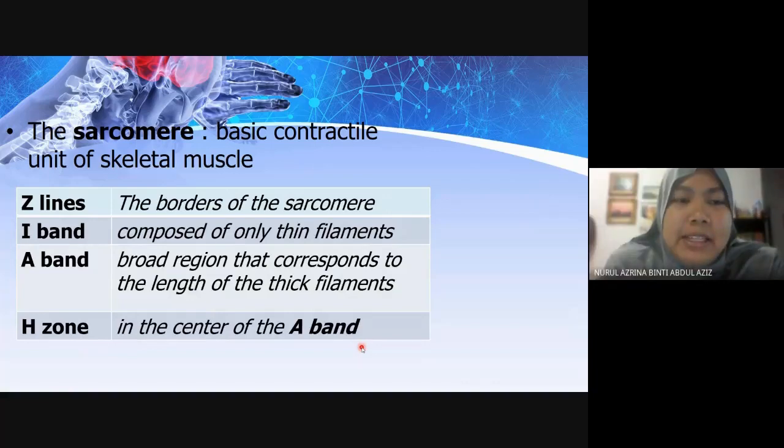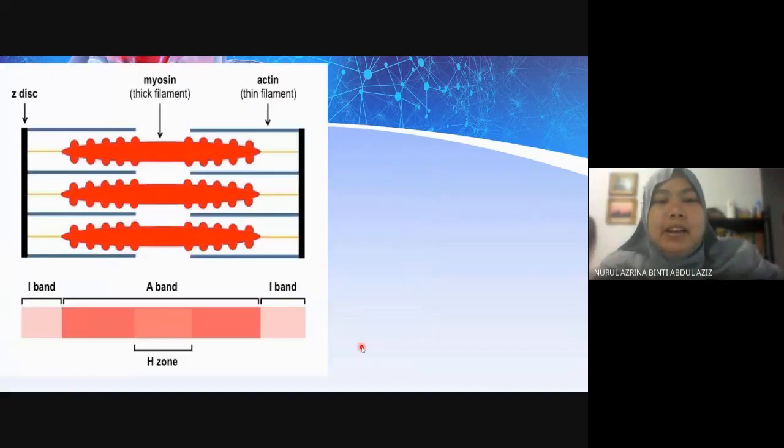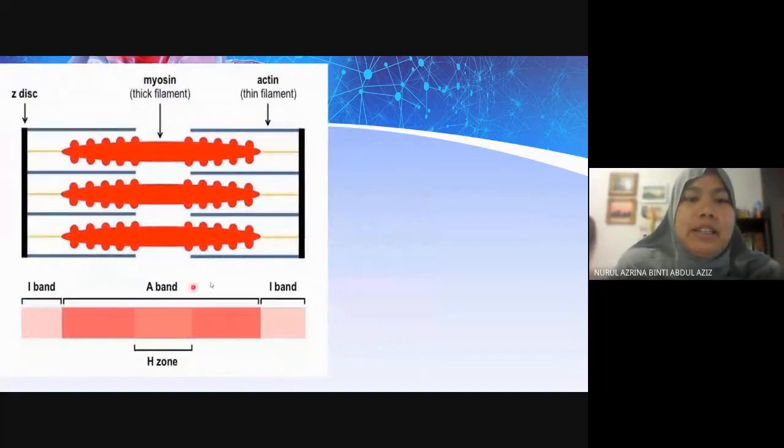Okay, all right. So let's start. Okay, so Z line. This is the structure of one sarcomere. Yeah, this is one sarcomere. So this border line and this border line we call as the Z line. So one Z line to another Z line, kita panggil border of one sarcomere. So if we look at this picture yang bawah ni, right? So hujung ni dengan hujung ni is the Z line, right?